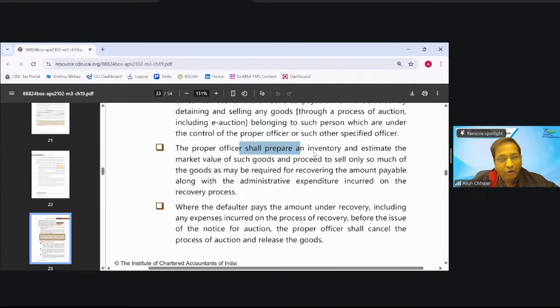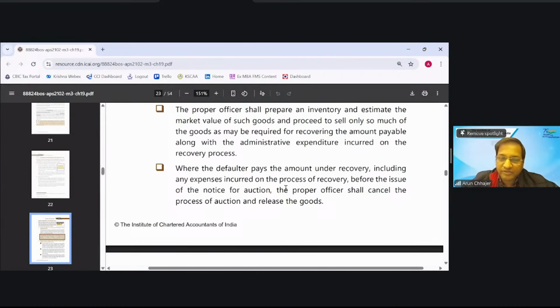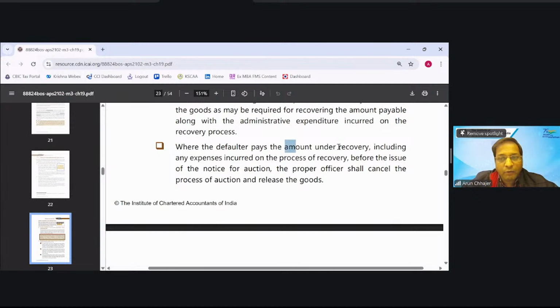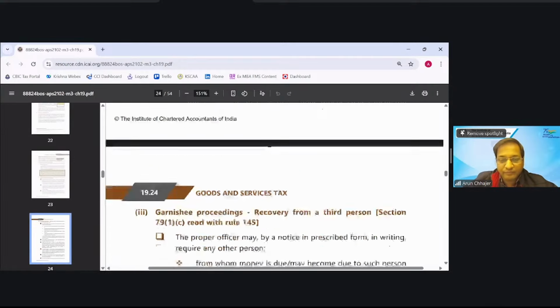But the officer shall always prepare the inventory, estimate the market value of the goods, and proceed to sell only so much of the goods as may be required for recovering the amount payable, along with administrative expenditure incurred on the recovery process. Where the defaulter pays the amount under recovery, including any expenses incurred in the process of the recovery, before the notice for auction, the officer shall cancel the process of auction and release the goods. अगर डिफॉल्टर पे कर देता है अमाउंट तो फिर ऑक्शन की रिक्वायरमेंट नहीं है, राइट, तो देन दे विल रिलीज द गुड्स.